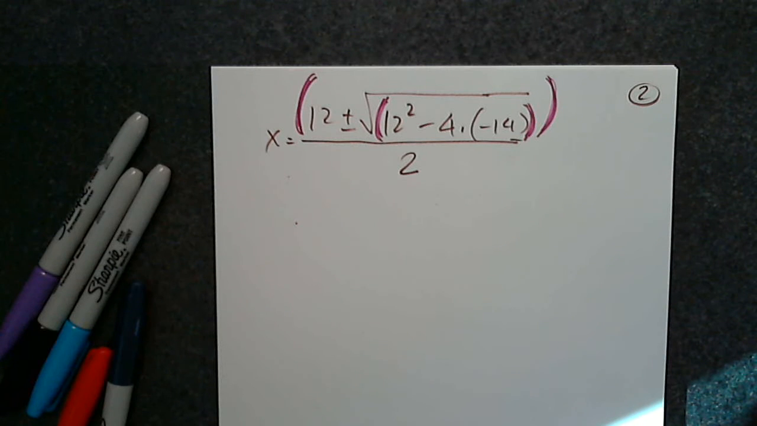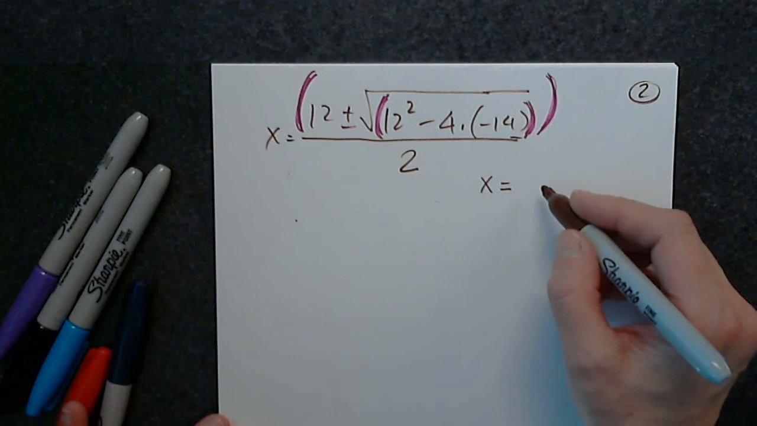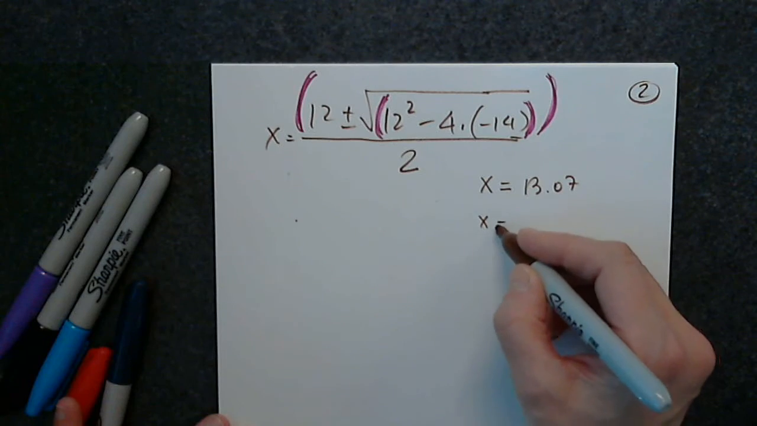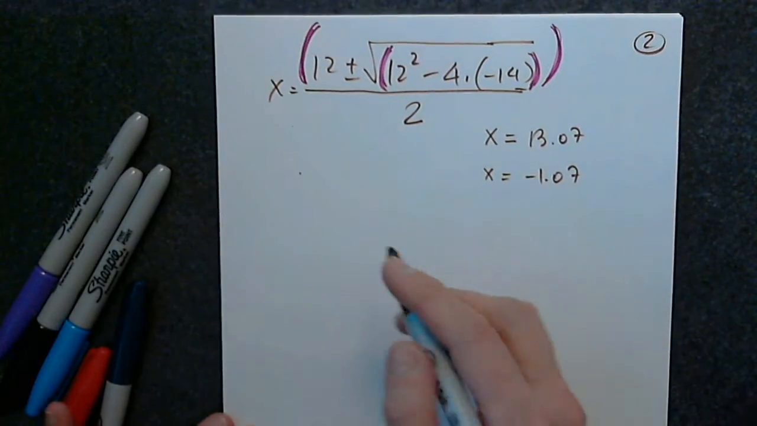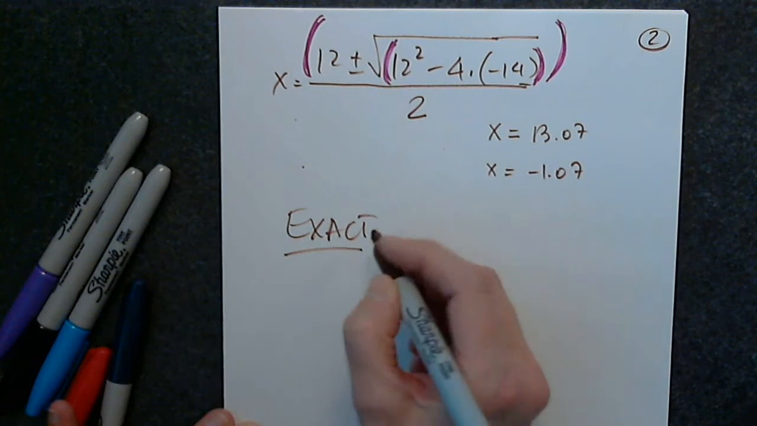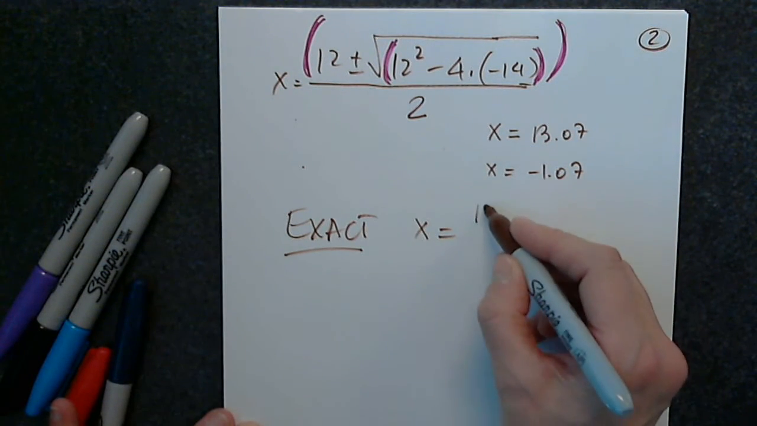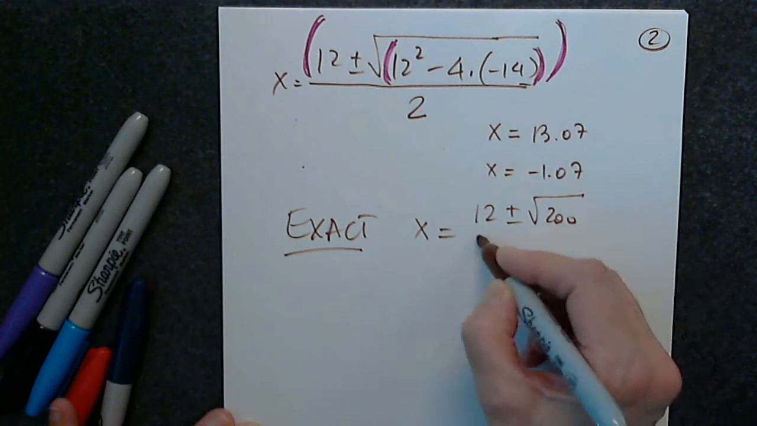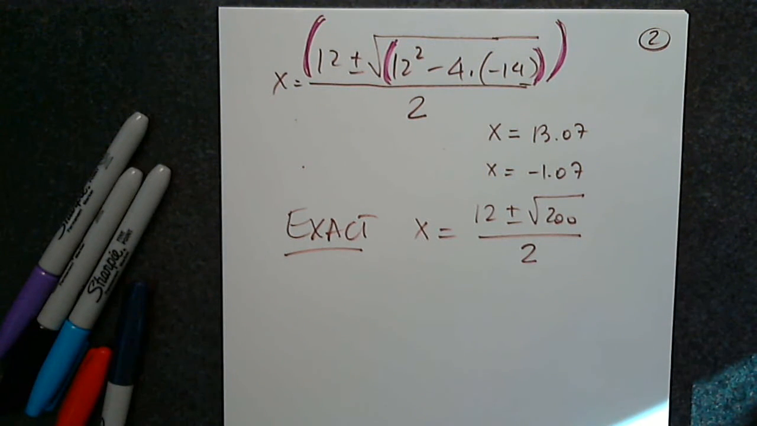So these are the solutions. Now, if MyMathLab is asking you to determine an exact solution, then I'm just going to square 12 and add 4 times 14. And I get 200, and I will simplify that. So here are possible solutions depending on what they are asking you to write. One solution is 13.07. The other solution is negative 1.07. And if they want exact, the exact solution would be 12 plus or minus the square root of 200 divided by 2. And that is not done because we have to simplify it.